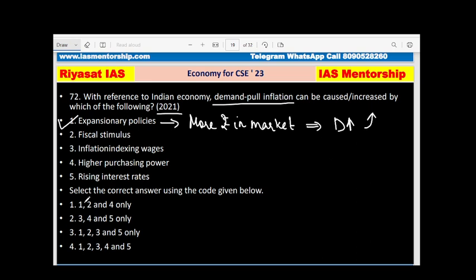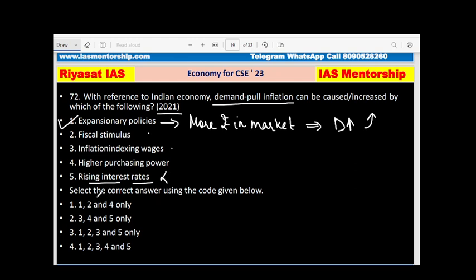यस. फिस्कल स्टिमुलस, let us wait here, let us assume that you don't know. Inflation indexing wages, let us drop here. Higher purchasing power, what do you mean by that? क्या होता है? Rising interest rates. The fifth statement is अगर आप interest rate को बढ़ाएंगे तो inflation भी बढ़ेगा. Absolutely not. ये तो आएगा ही नहीं.